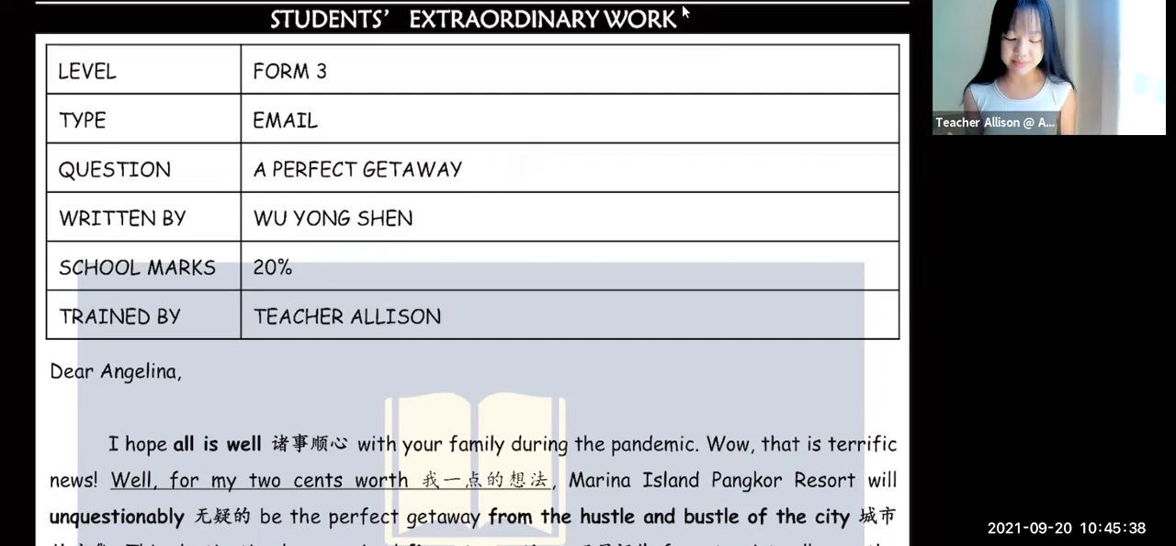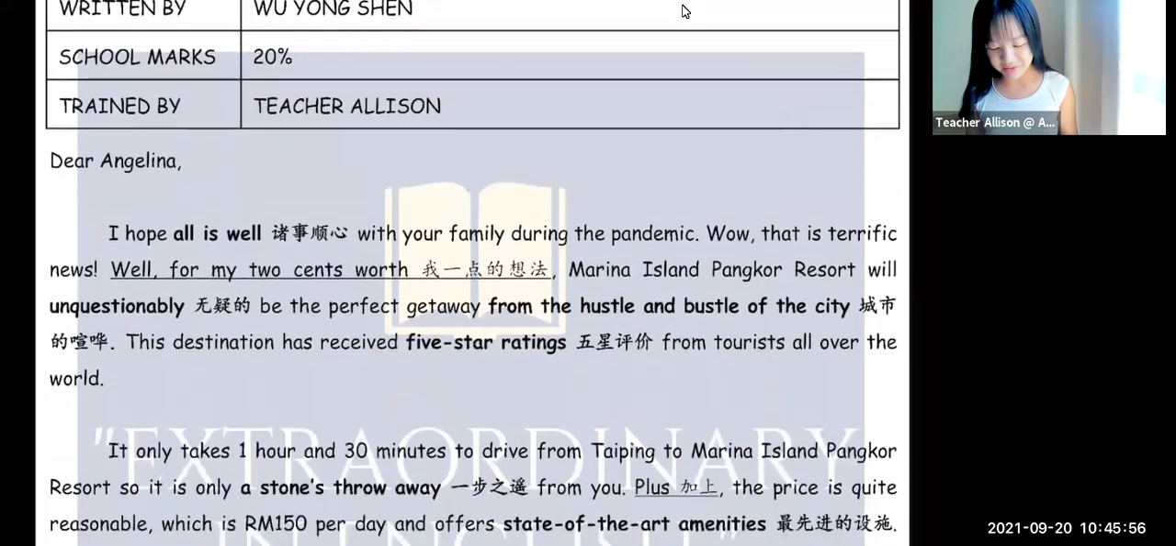This essay was written by my student. His name is Wu Yongshen. I'm so proud of you, Yongshen, and thank you so much for letting teacher share your essay with everyone so people can learn even better. The entire essay was graded by the school at 20 marks. And yes, he's one of my students. So let's jump right into it.